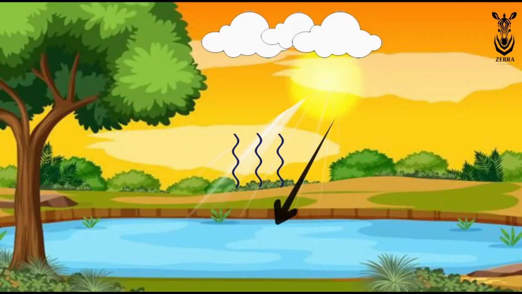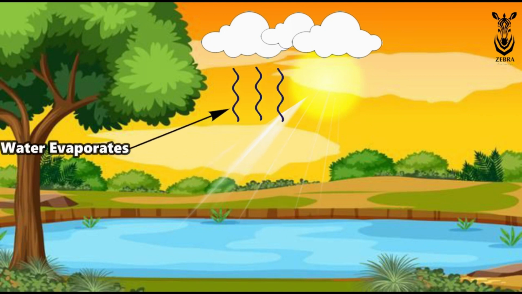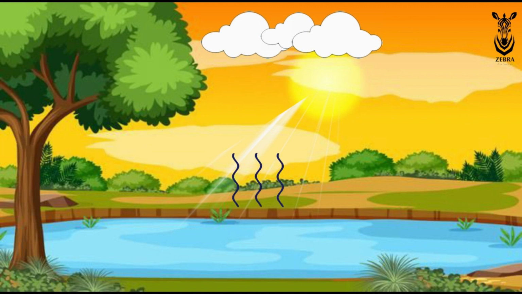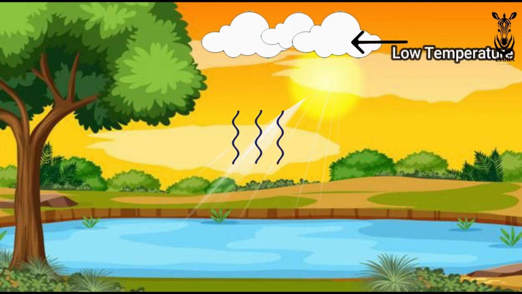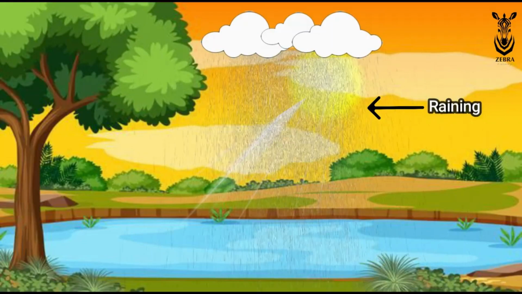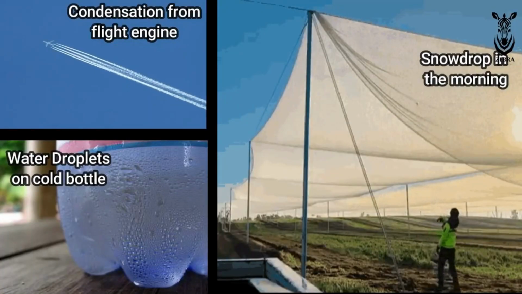A good example of this is rain. Due to the heat from the sun, the water on the earth evaporates into vapor, little by little, and goes up. As the vapor rises, the temperature decreases. So, vapor turns into liquid and falls on us as rain. There are many examples of condensation like this.